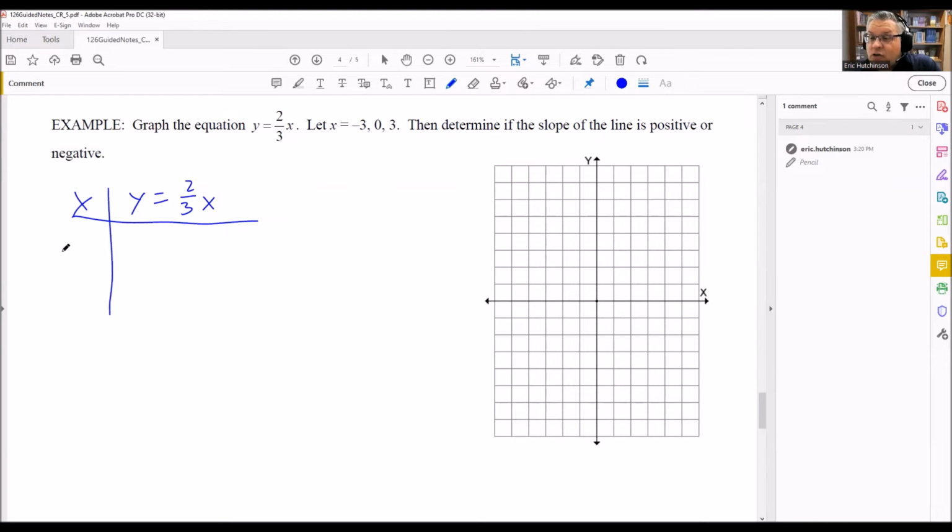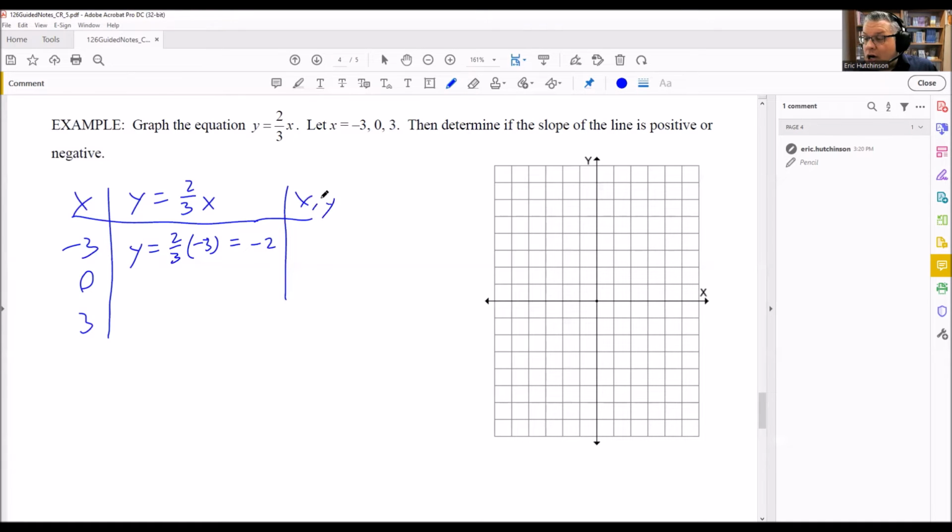Now it does tell us what X values to use. We have -3, 0, and 3. We're going to put these into the equation here. So we have Y equals 2/3. Take out the X, replace it with -3 that they give us there. Now, if we work this out, the 3's are going to cancel, but we still have this negative here, which means we're going to get -2 as a result. You could also think of this as -3 over 1, and if you multiply across the top, across the bottom, you get -6/3, which is also -2. So a couple different ways you could get to that.